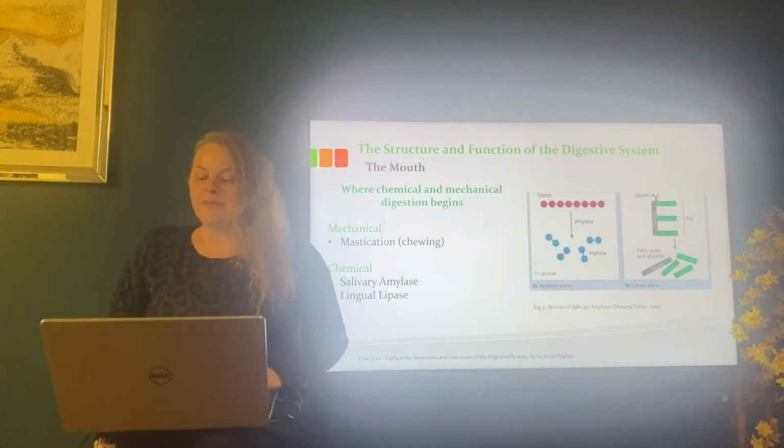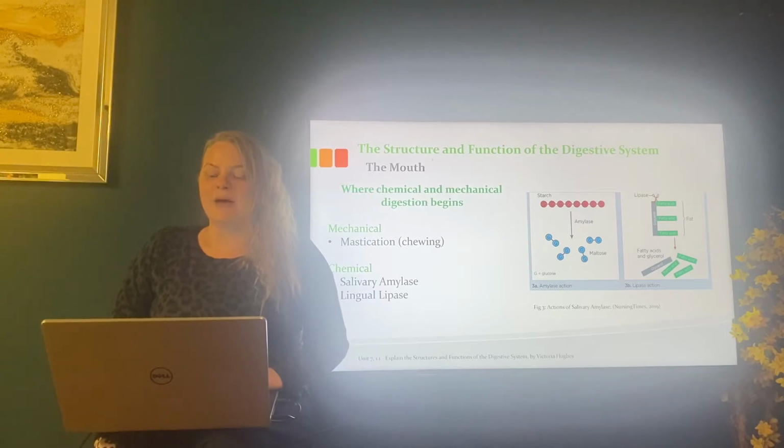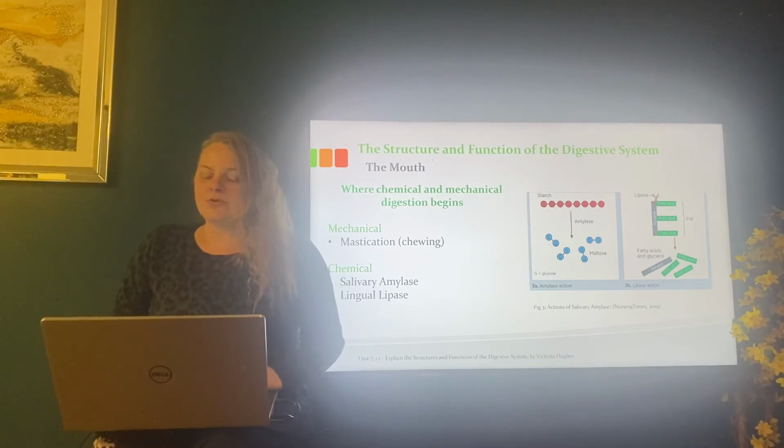The mouth is the entry point for food entering the alimentary canal and is where both mechanical and chemical digestion begins. The mouth consists of the tongue, the teeth and 3 pairs of salivary glands that secrete saliva. These are sublingual, submandibular and the parotid gland. When food enters the mouth, the teeth begin mechanical digestion through mastication or chewing, ripping and tearing the food, breaking it down to a smaller size.